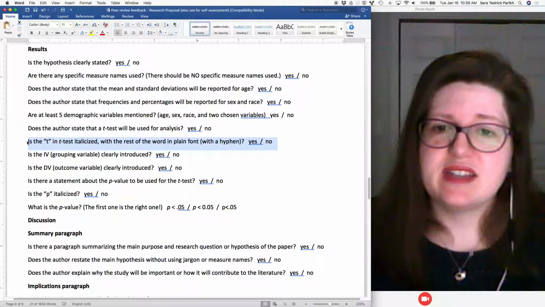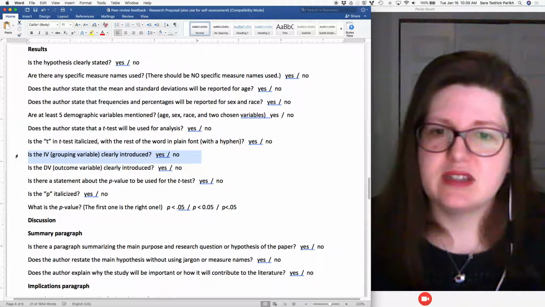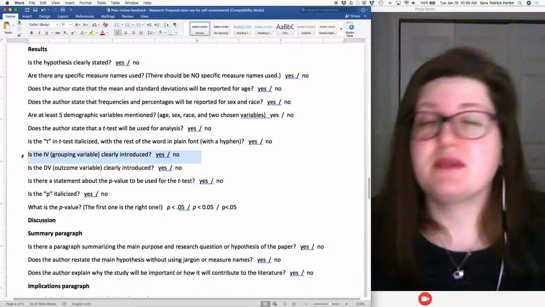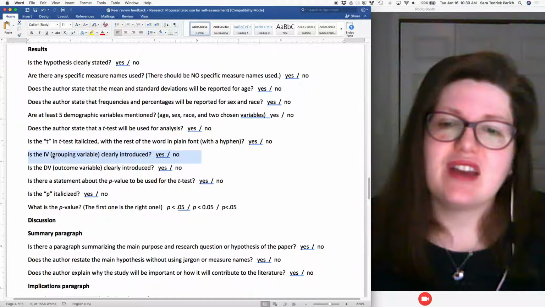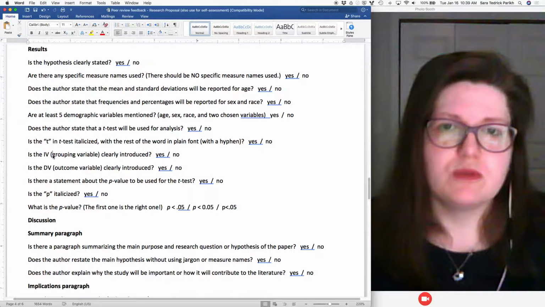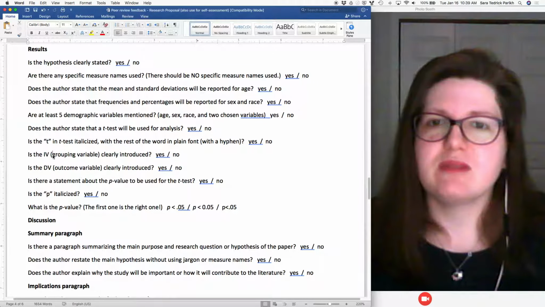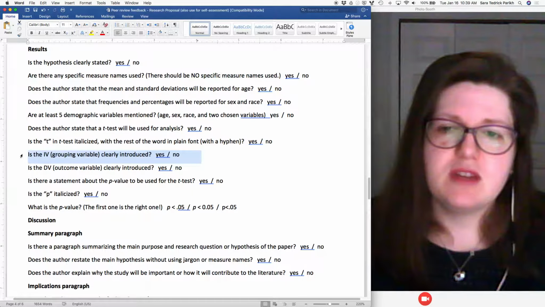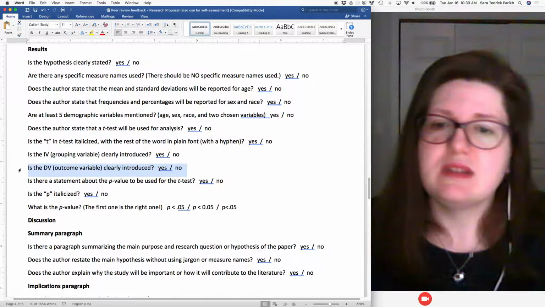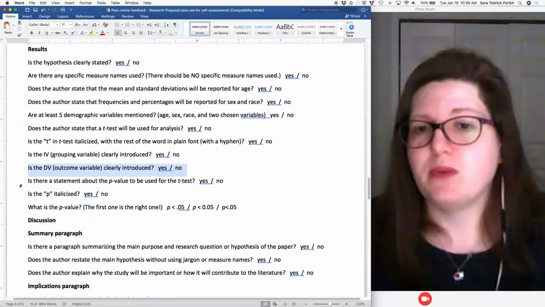Do you italicize the t with the rest of the word being in plain font with a hyphen when you talk about t-test? Sorry, I just blanked on what IV meant. It is the independent variable, which is also the predictor, grouping. Those are some other terms that are sometimes a little more descriptive than independent and are helpful for students. So is the independent variable clearly introduced? Is the dependent variable clearly introduced? So you need to be very clear in your results section about what those are.